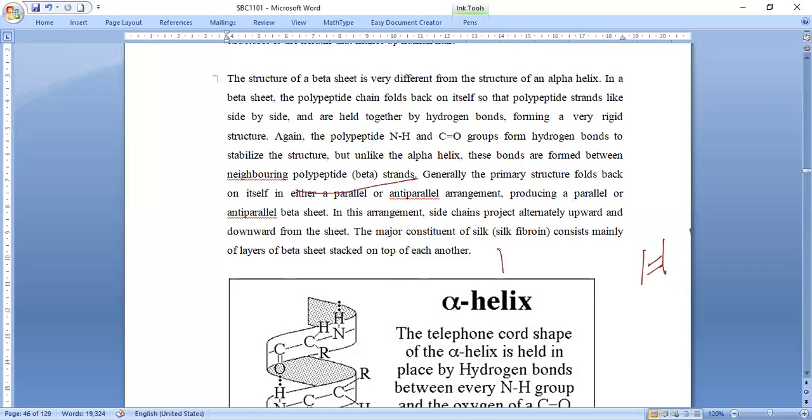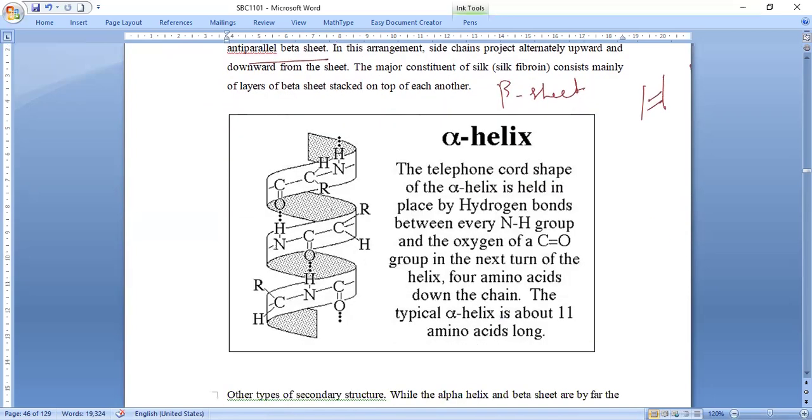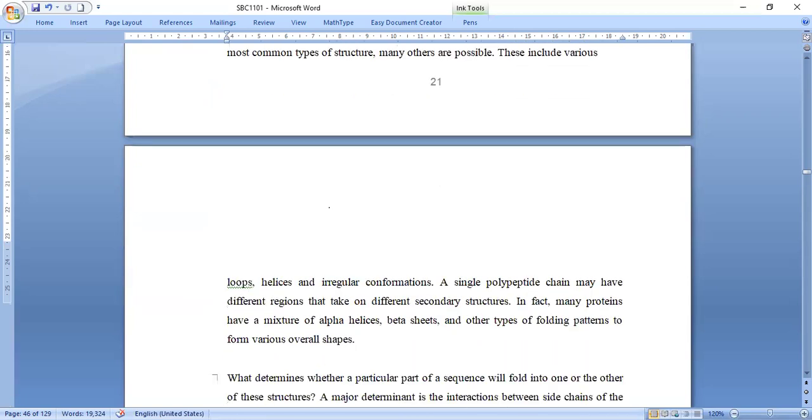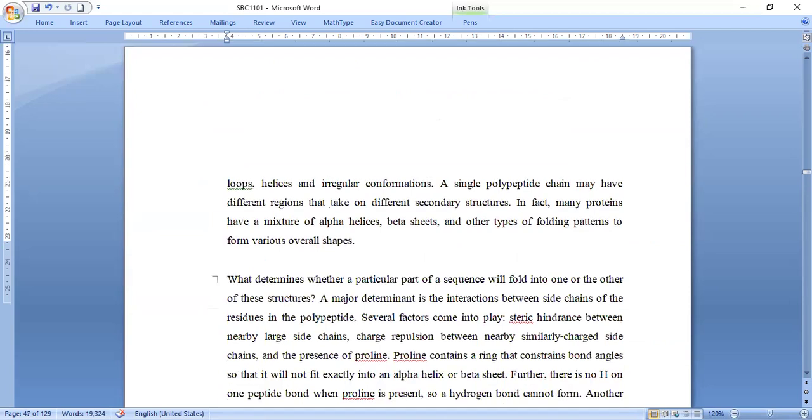So these are from the beta sheets. That means here the primary structure folds back in the formation of a parallel or anti-parallel arrangement, producing a parallel or anti-parallel beta sheet. Depending upon the arrangement of the amino acids forming the sheets and helical structure, these are mainly forming the secondary conformation.